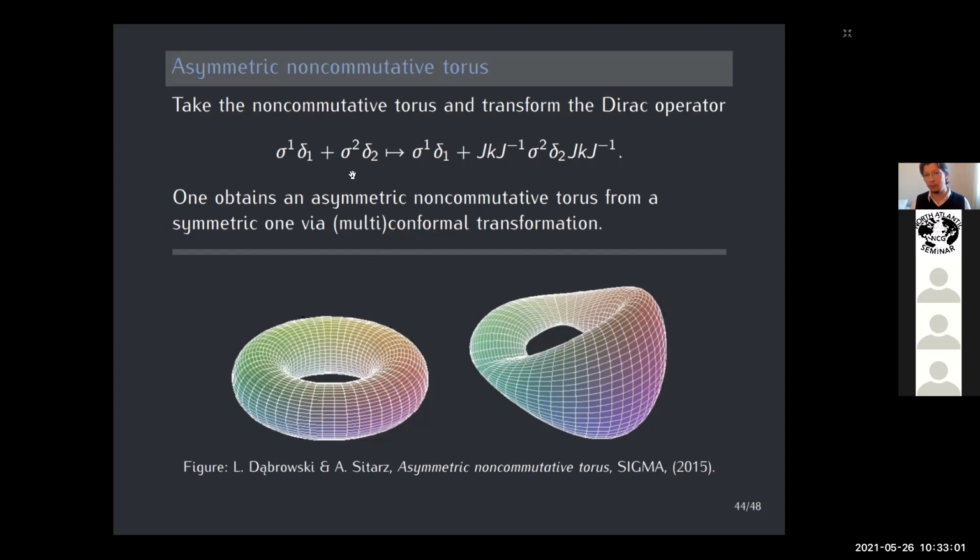So if you recall from way back in section 1, I mentioned there was this Dirac operator on the non-commutative torus with these two derivations. Well, here we're just leaving one direction untouched and the other direction conformally transformed. It always comes back to conformal transformations, something or other.